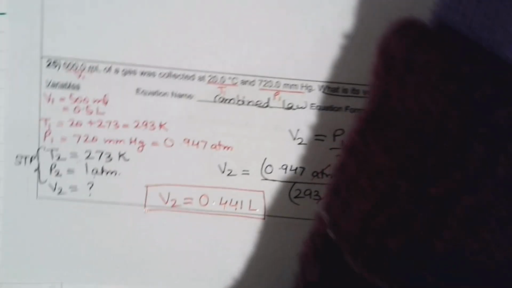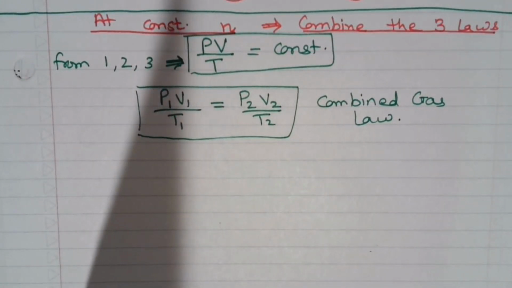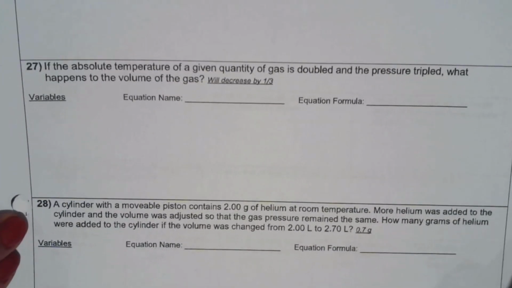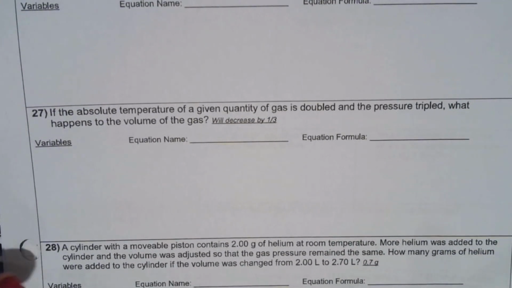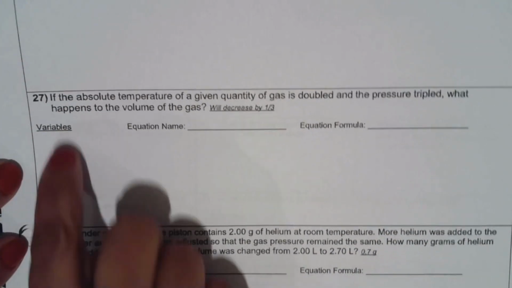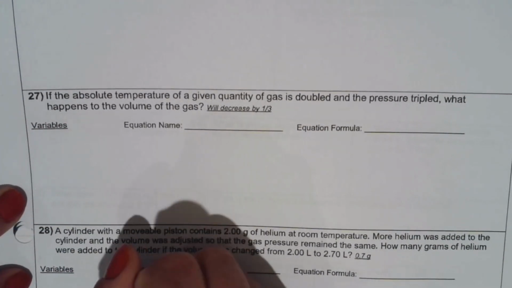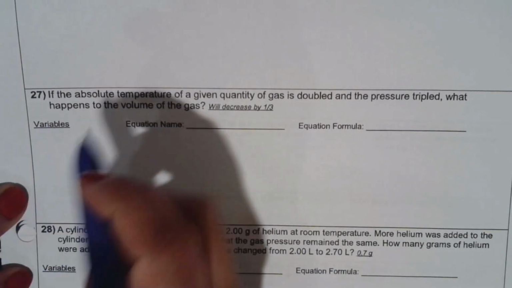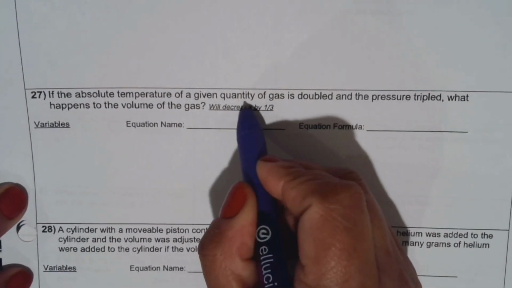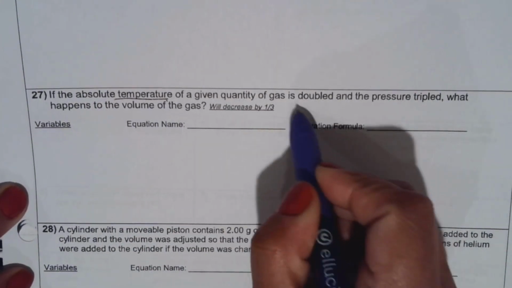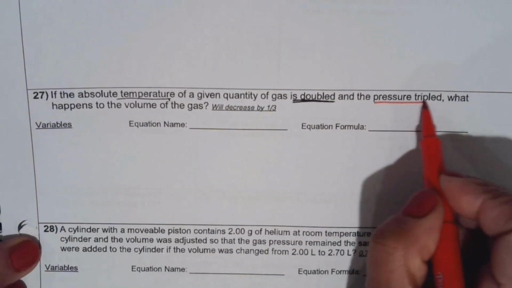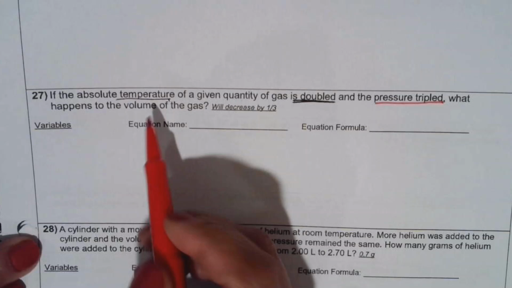Okay, so next we are going to work on problem number 27. You're going to see similar problems on your next quiz and test as well. So how do we solve these types of problems when there are no values given for the temperature and pressure? If the absolute temperature of a given quantity of gas is doubled, so temperature is doubled, and the pressure is tripled, what happens to the volume of the gas?